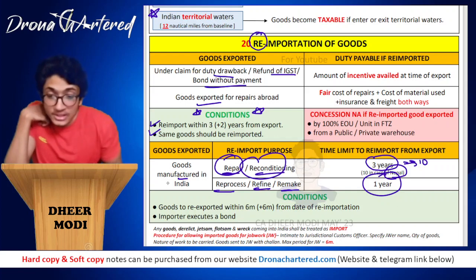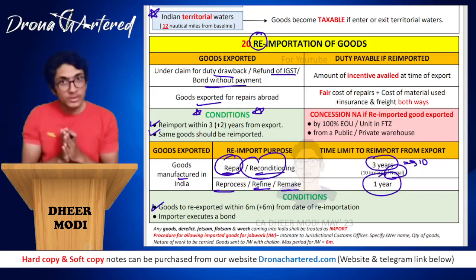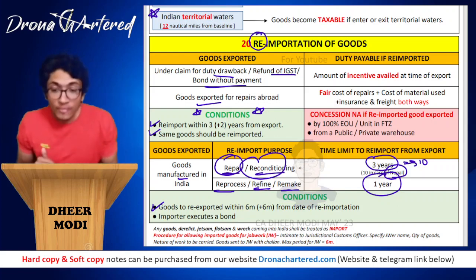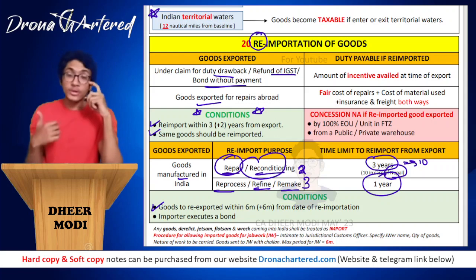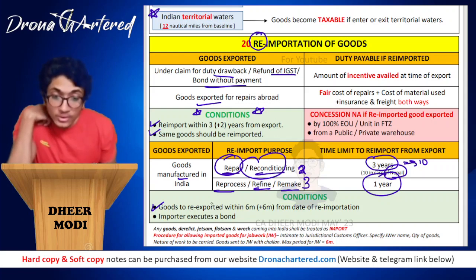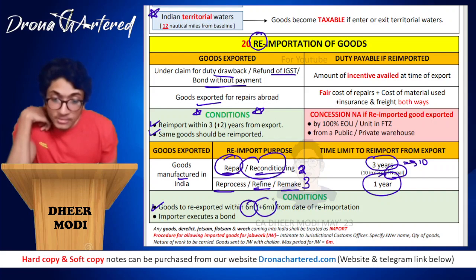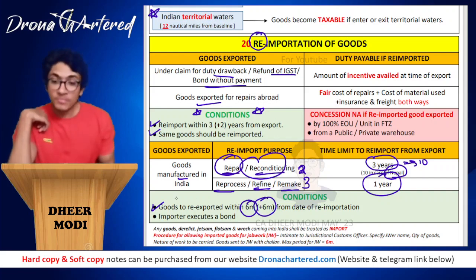Okay, what are the conditions? That is goods to be re-exported. That means first you exported goods outside India, then you re-imported for these two purposes or these three purposes. Now when you export, goods to be re-exported within 6 months from the date of re-importation, which can be maximum extended for another period of 6 months, and the importer shall execute a bond.